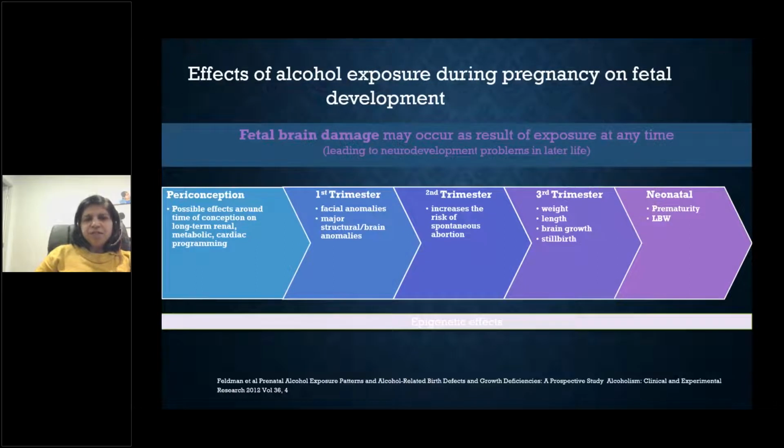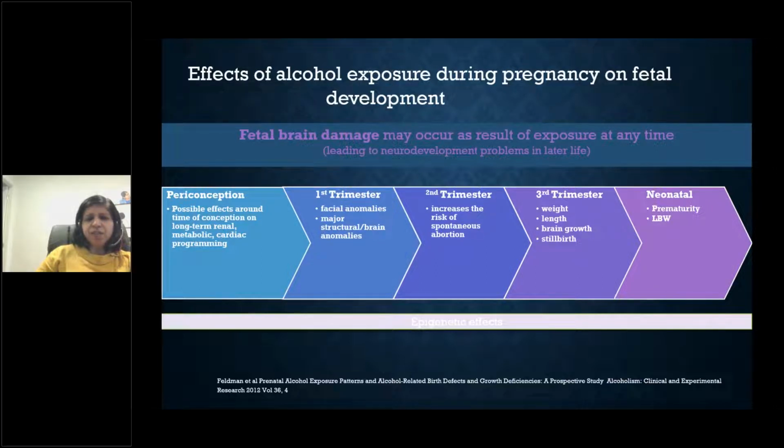So as you can see in these slides, effect of alcohol exposure during pregnancy can affect the brain development at any stage of life. It can be in periconception period, it could be in first trimester, second trimester, or third trimester. Depending on the time of exposure to alcohol, it can affect the fetus in different ways.